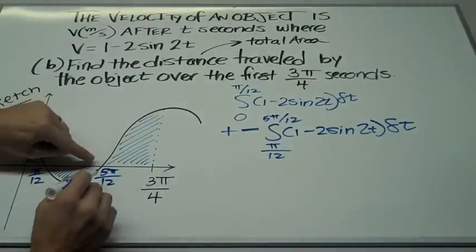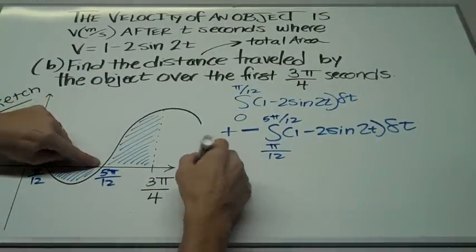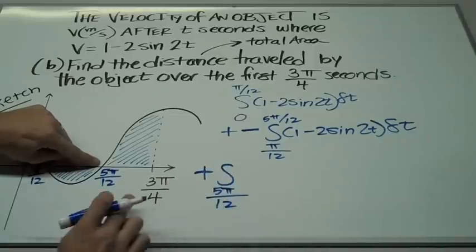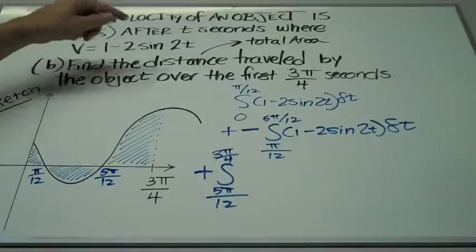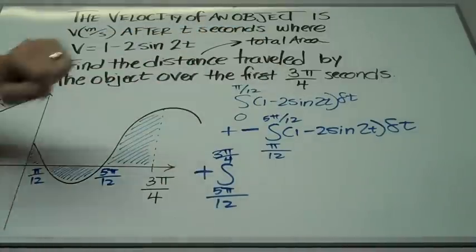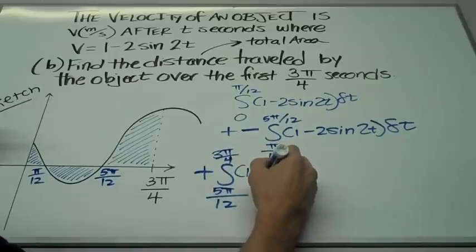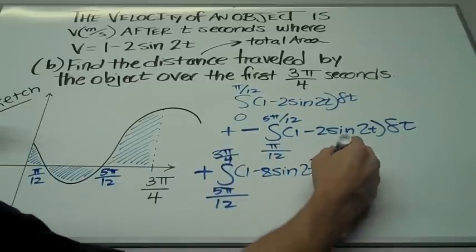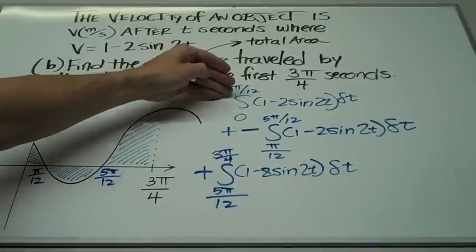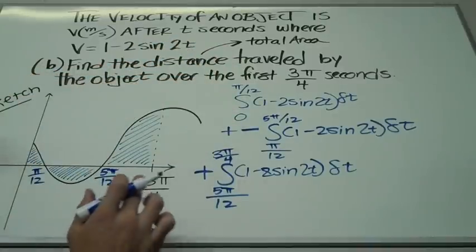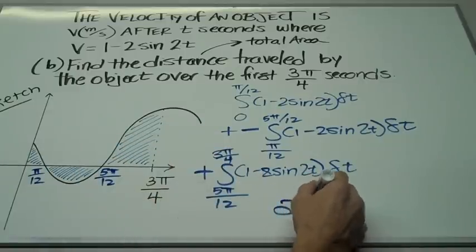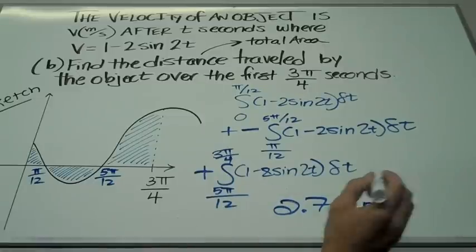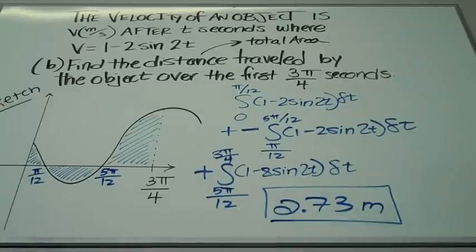And last but not least, I'm going to add from 5 pi over 12 to 3 pi over 4. That's our endpoint there, 3 pi over 4. It was given to us, from 0 to 3 pi over 4, in the problem, of, again, my function, 1 minus 2 sine 2t with respect to dt. If you integrate this, take the opposite of the middle part, which is under the x-axis, and then add it to this last part here. Ultimately, 3 sig figs, you get 2.73 what? Meters. Because we're looking for distance traveled. We had velocity, we integrate, and we get distance traveled when we take total area.